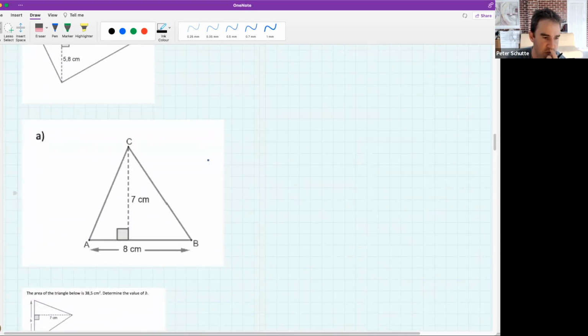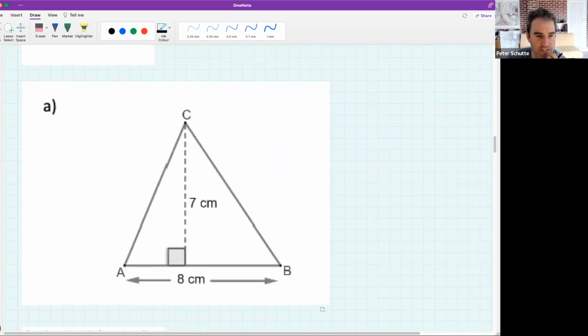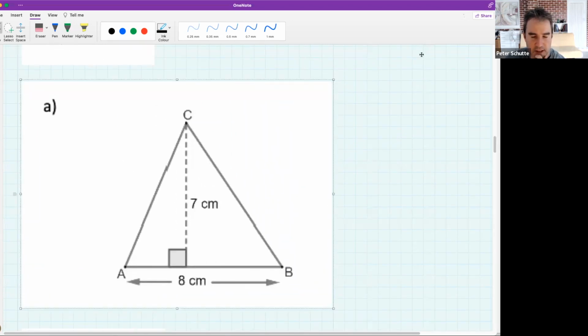Let's do this one. Find me the area of this triangle, just to make sure you all know how to find the area of a triangle.